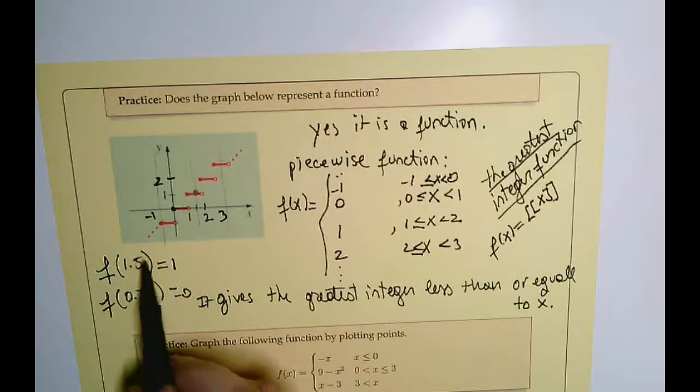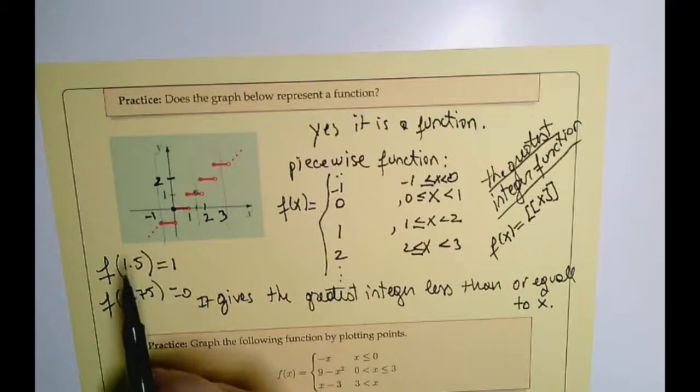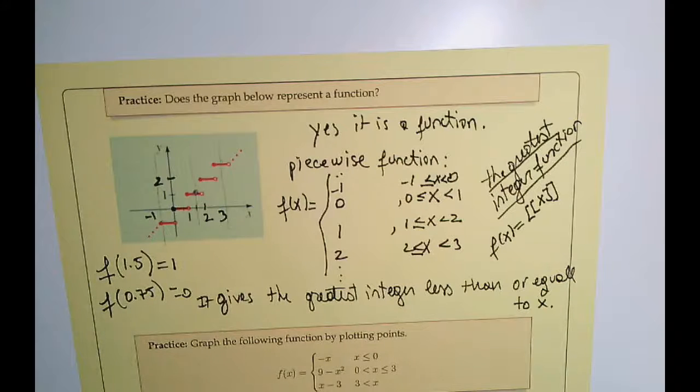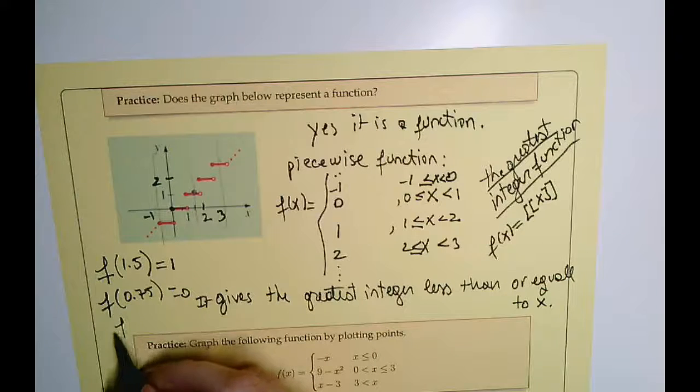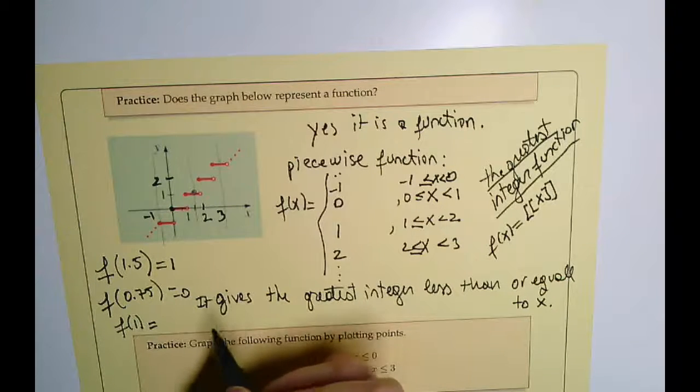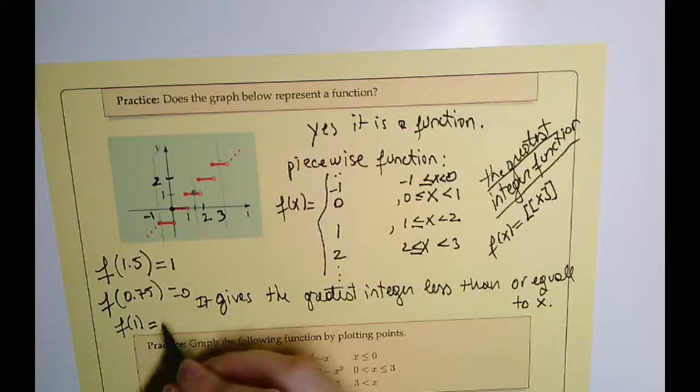So f of 1.5, what is the greatest integer less than or equal to 1.5? So it's 1. What if I want f of 1? What is the greatest integer less than or equal to 1? It's 1.